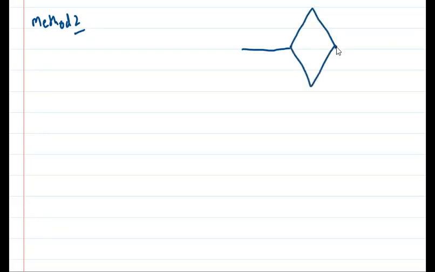Everyone, please pay attention. Method two is much easier. You all have already solved it. Yes or no? Have you solved this one? T1 is given. T2 is given. This is 2K, this is 2K. This is K, this is K, this is K. Have you solved this or not?